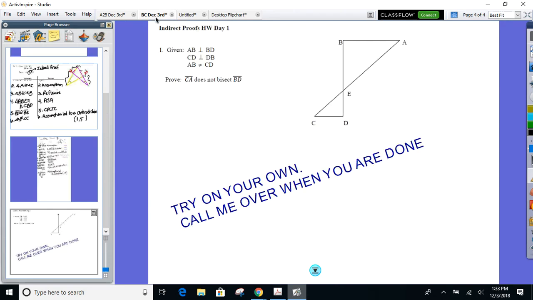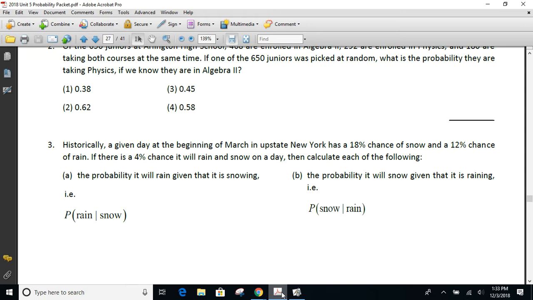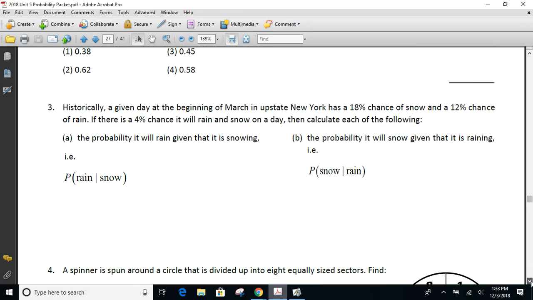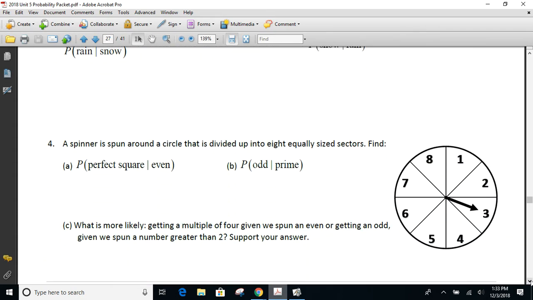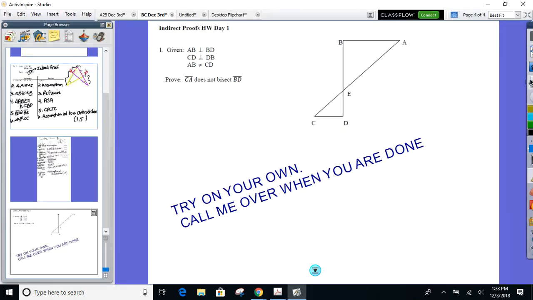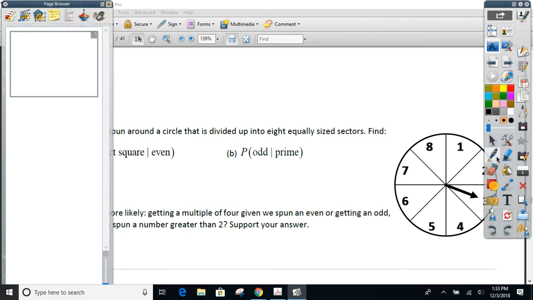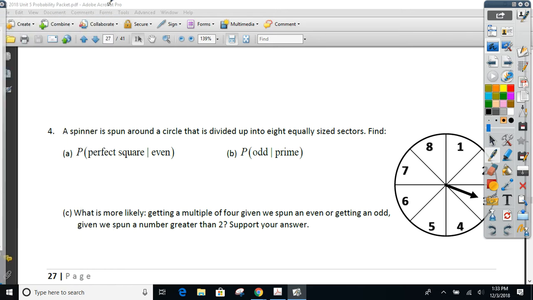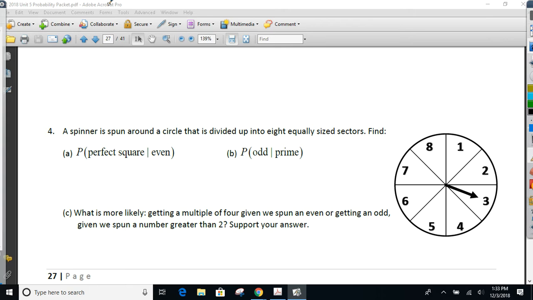All right. One more time there. Number 4, you said, Kylie? The old spinner. All right, you guys ready? And everyone, even whether you tried this or not, you can help us out. This is just basic conditional probability. So probability, you land on a perfect square given it's already even.